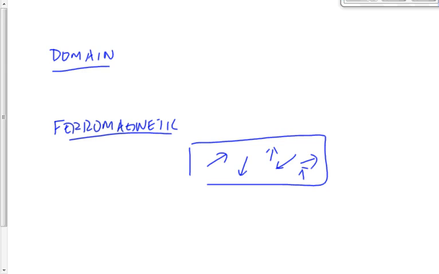When we align those domains, when we get them pointing in the same direction or at least similar directions, then we start noticing magnetic effects in there. Now, there's a couple of ways in which we can align these domains, a couple of ways in which we can get them pointing, to some degree at least, in the same direction. What's one of the ways that we can align them in the same direction?